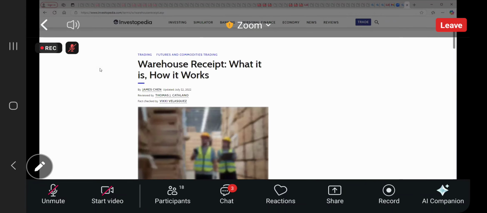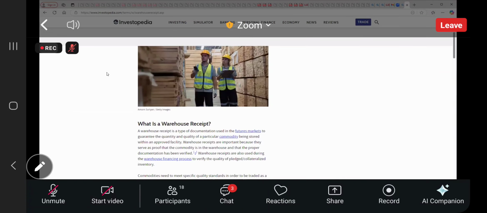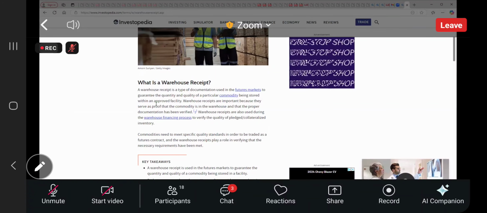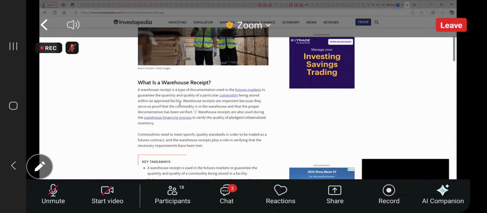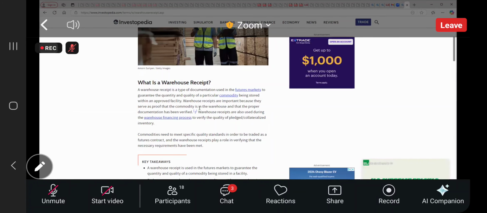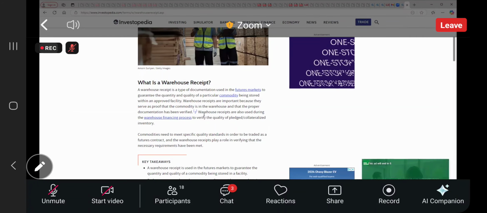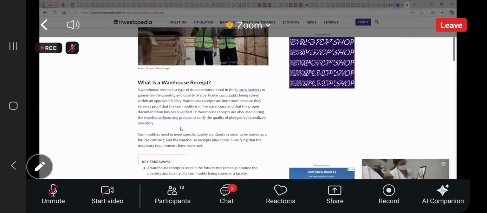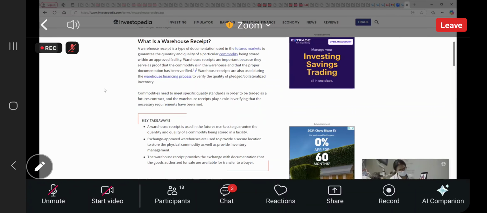Can everybody see my screen? Yes. A warehouse receipt is the type of documentation used in futures markets to guarantee the quantity and quality of a particular commodity, which is your settlement certificates, being stored within an approved facility, the Secretary of State. The warehouse receipt is important because it serves as proof that the commodity is in the warehouse and that the proper documentation has been verified. The warehouse receipt also, during the financial process, is to verify the quality of the pledged, collateralized inventory. All right? So I want you to see this.